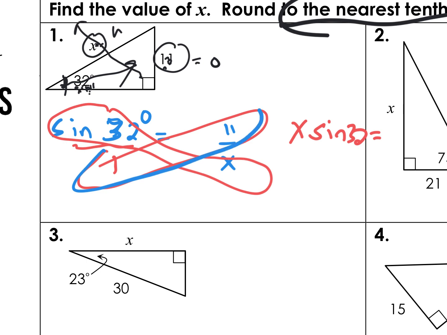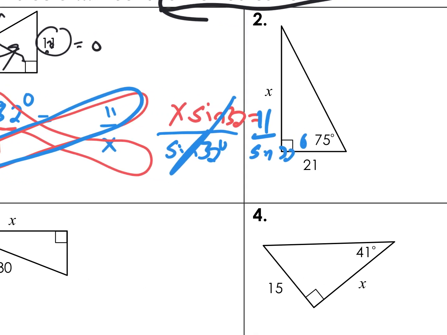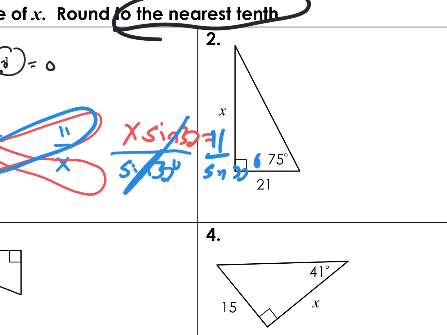What number does this make? 11. So I want to solve for x, so I have to divide both sides by sine of 32 degrees, including the 11, divided by sine of 32 degrees. It cancels out. You're done. All you have to do is use a calculator. So pick up your calculator.